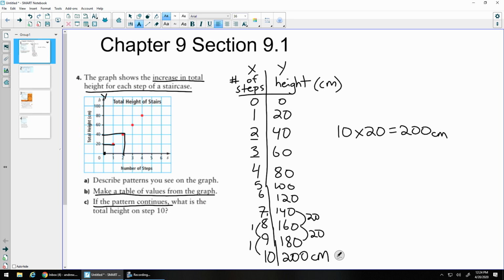Okay, so we have this linear relationship. A linear relationship is any relationship that is consistently going up by the same amount. So x is going up by a consistent amount, in this case by 1 every time, and y is going up by a consistent amount, in this case 20. So when you graph it, it makes a straight line. Okay?